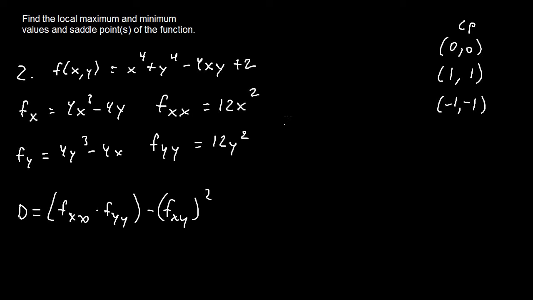Now let's find f sub xy. So this time I'll take the f sub x equation, or the f sub x function, and then now partially derive it with respect to y this time. So the partial derivative will be negative 4.